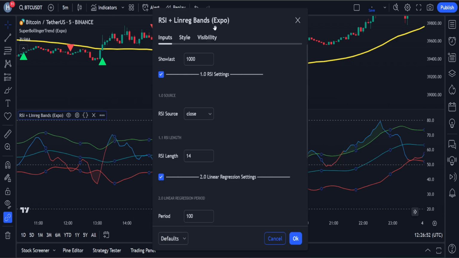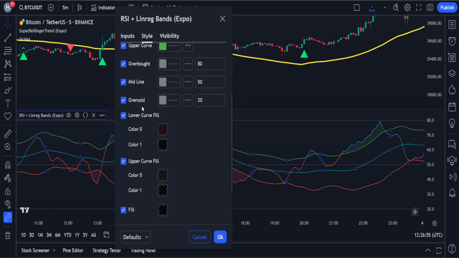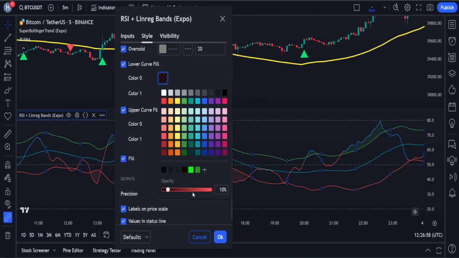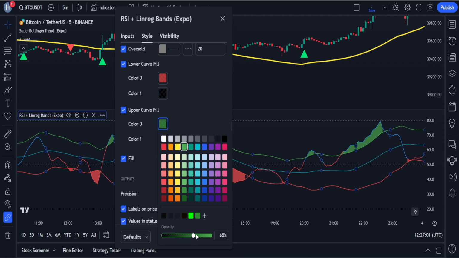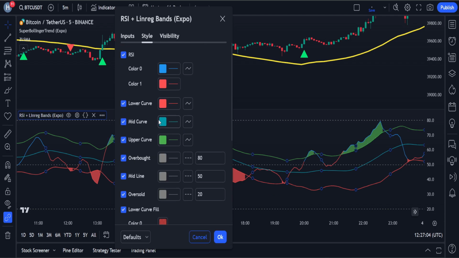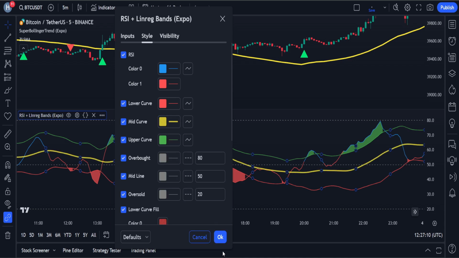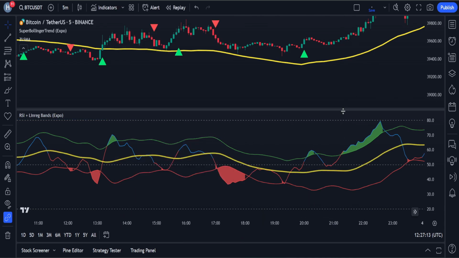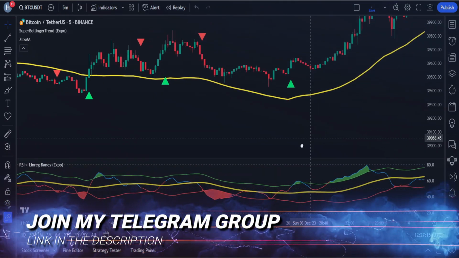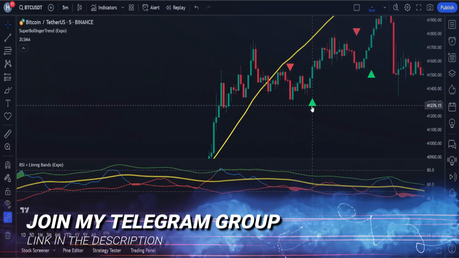We will adjust its settings as well. First of all, we need to change the opacity of the overbought and oversold zones. Make sure to follow these settings. After that, I will change the color of the middle line to yellow. It is important that this line is easily distinguished on the chart. Now that our chart is set, let's go through the complete rules and conditions for entering a buy and sell trade using this strategy.